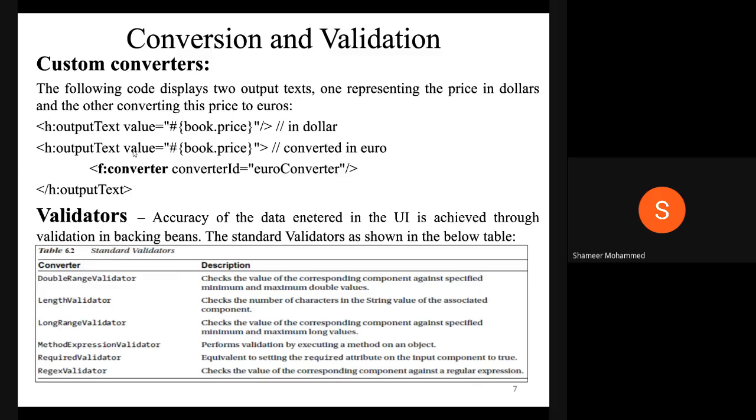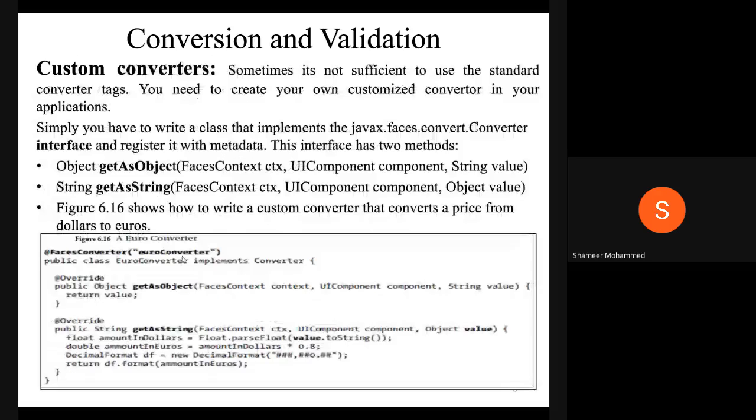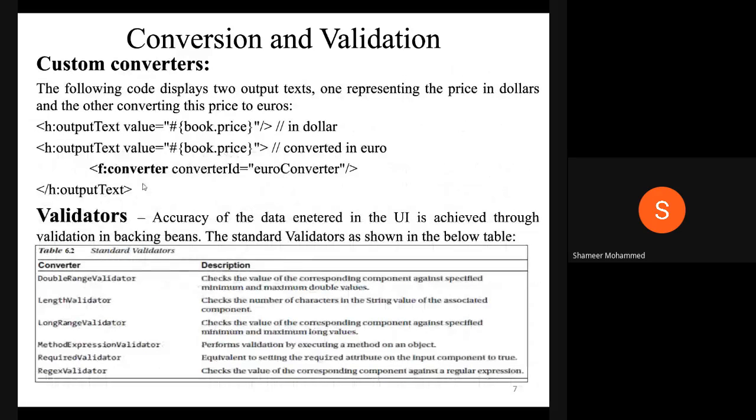See how to implement that. First you create like this, and this name as an ID you can use here like this. This is the validation for price. Dollars is converted to euros if you use this ID. Okay, this is the example.